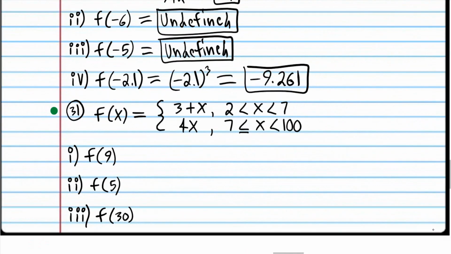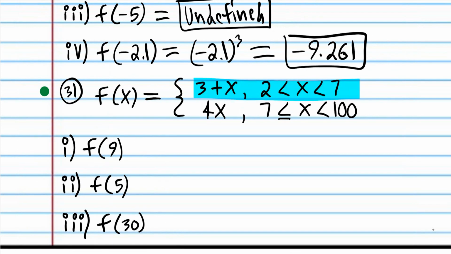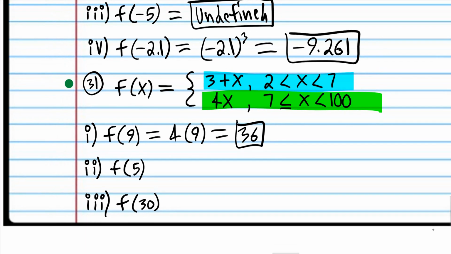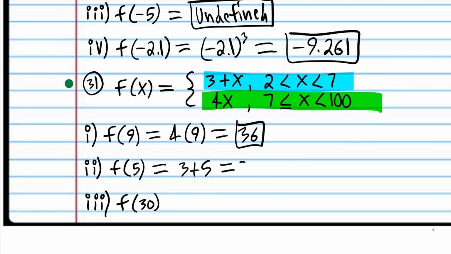Okay, we're back. So we need to know if we're going to use the blue expression or the green expression to find f of 9, the output if the input is 9. So 9 is between 7 and 100, so that means we use the green expression. So if the input of the function is 9, then the output would be 36. Now 5 is the input, and 5 is in this interval here, so that means we use the blue expression. So 3 plus 5, which is 8.